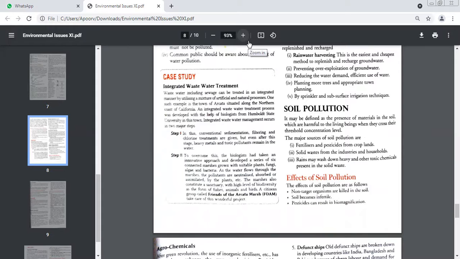So when water passes through these six, three things happen to the pollutants. What all? Tell me very quickly. Neutralization, absorption, and assimilation. Now, because of the growth of so many green plants, algae, fungi, and so many organisms, we have a rich biodiversity in this area. What is this group of people who take care of this? What is this association called? FOAM. Very good. What does FOAM stand for? Friends of Arcata Marsh.